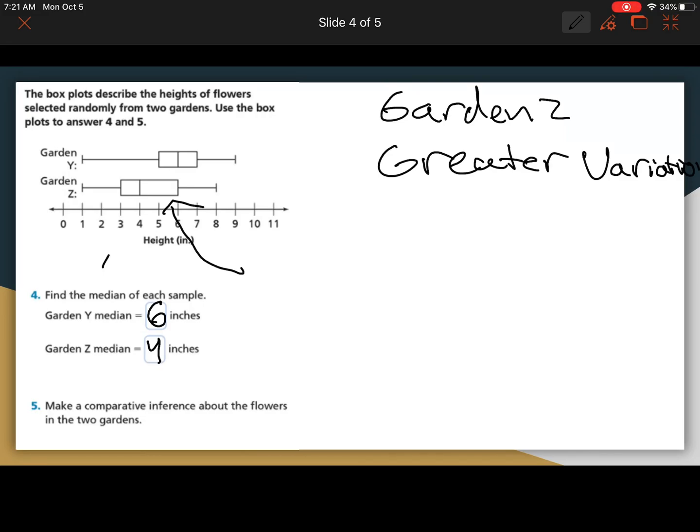Just as garden Z has greater variation, we can see that garden Y has a greater range, right? Now the range has to do with the highest point minus the lowest point, and that will give you the range for all of your set here. So for our range on garden Y, it's going to be 9 minus 1, which is 8. And our range on garden Z is 8 minus 1, which is 7. So garden Y has a greater range.